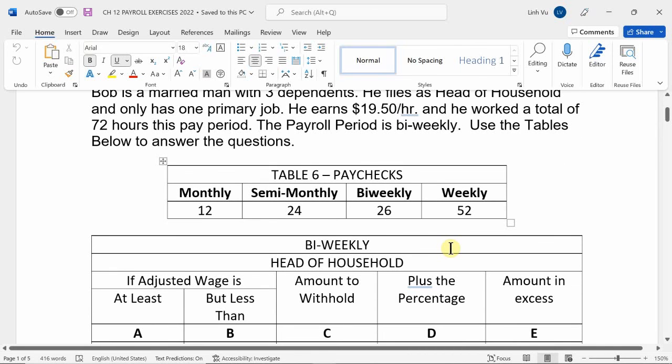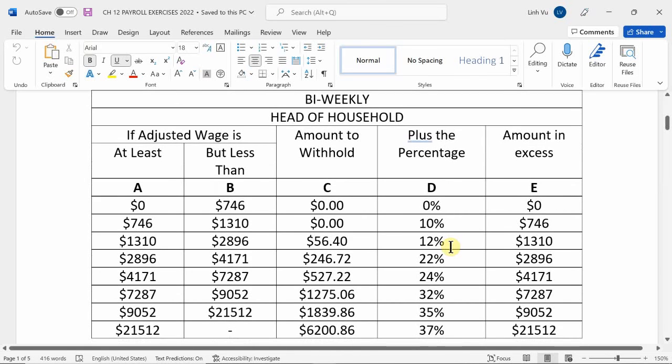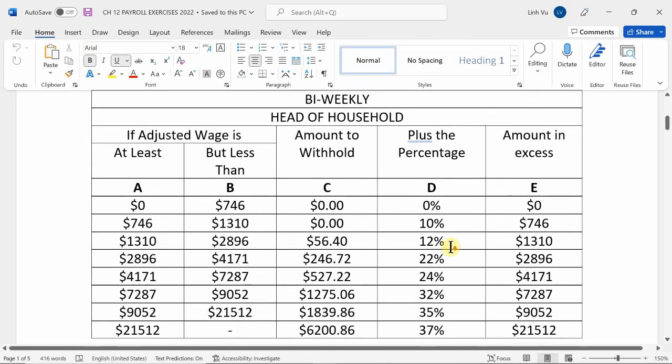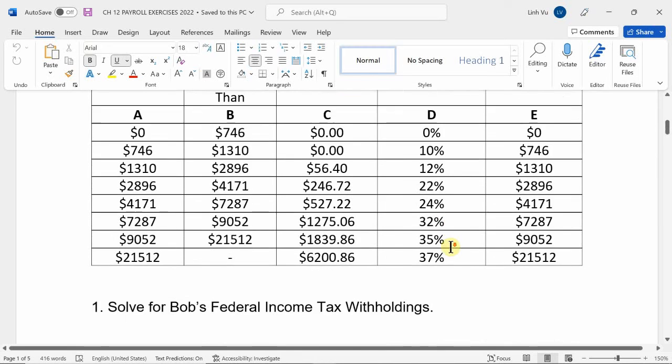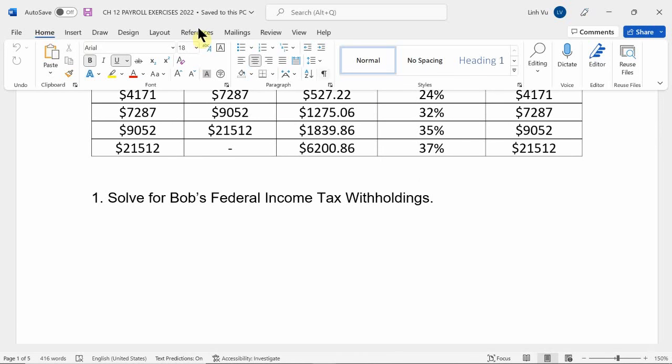Table 6 right here is your paycheck. If you're monthly, you get 12 paychecks. If you're semi-monthly, you get 24. Bi-weekly, you get 26. Weekly, you get 52 paychecks. And then here's the table. We're looking at head of household, and this is the married one. So that's your table right here. So, number 1, solve for Bob's federal income tax withholdings.